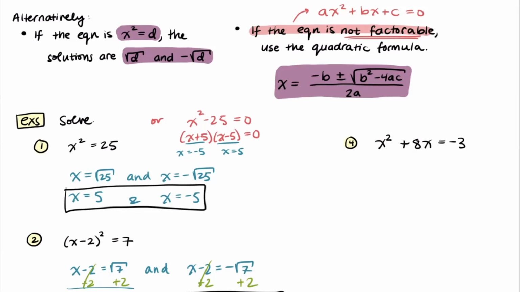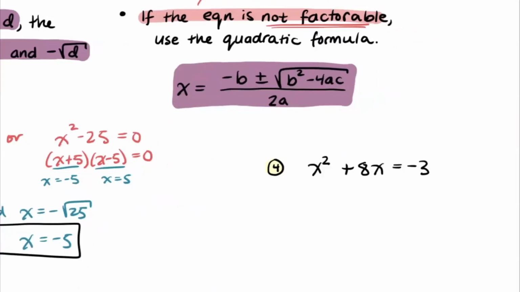Number 4, we have x squared plus 8x equals negative 3. So try to factor it first. Like, let's get 0 on one side. We'd have to do that regardless. So we'll do plus 3. That gives us x squared plus 8x plus 3 equals 0.